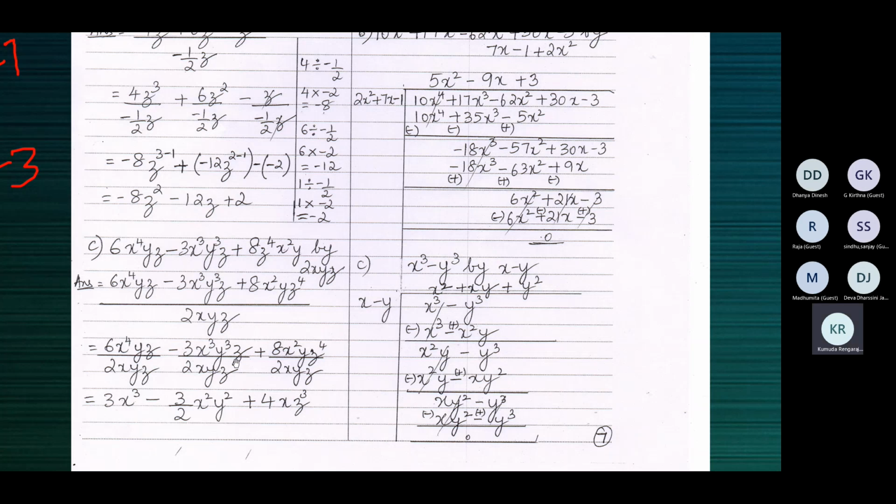Z and Z will get cancelled. And again, using the laws of exponents, x to the power 3 by x. So 3 minus 1, 2. Here 3 minus 1, 2 again. Plus 2 1s are 2, 2 4s are 8. Y and Y gets cancelled. Z to the power 4 by Z is Z cubed. X square by X is X.